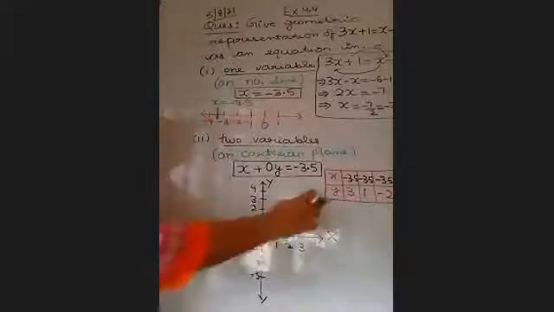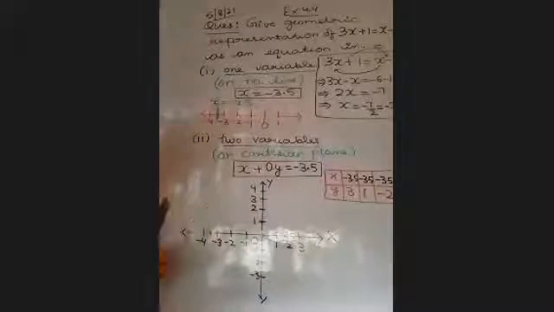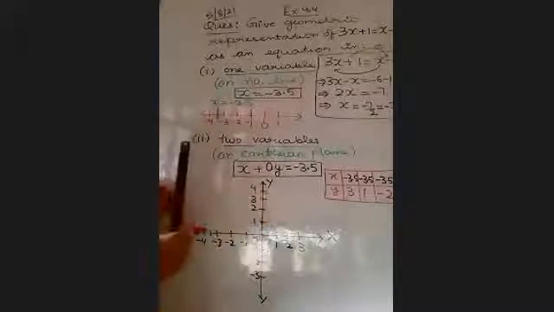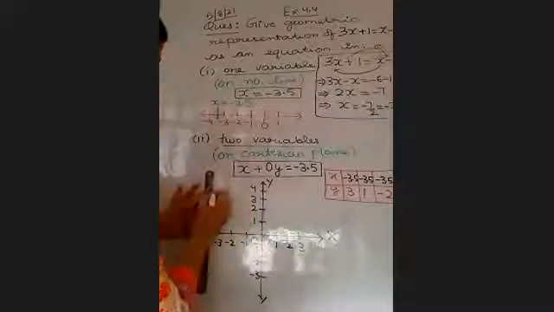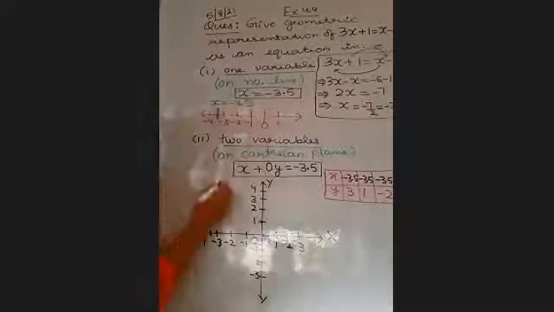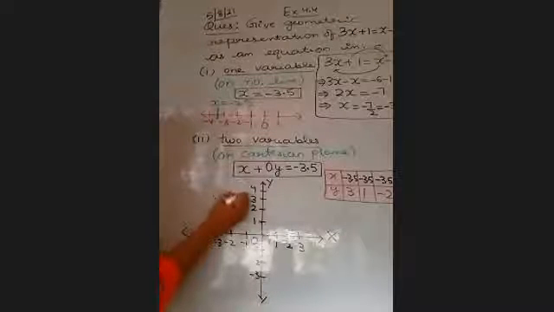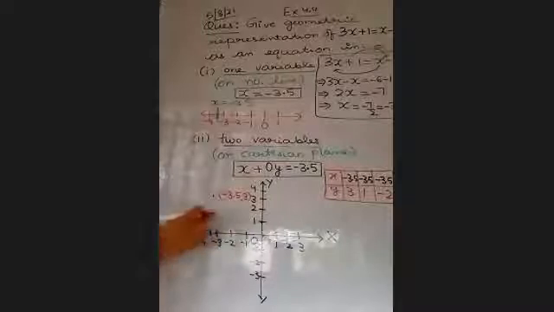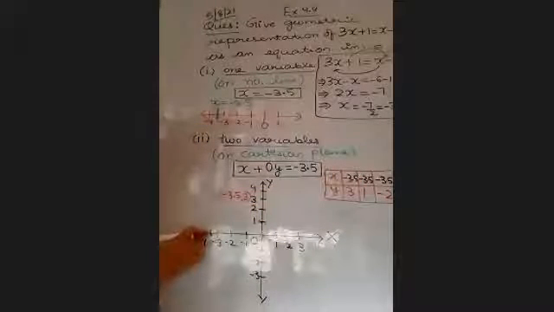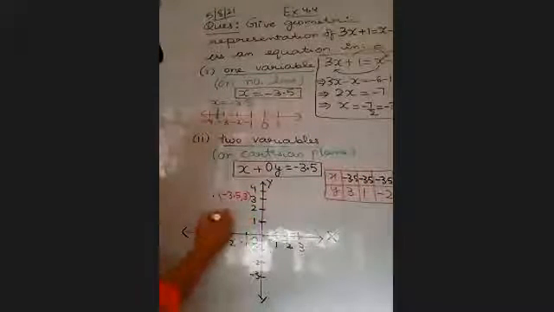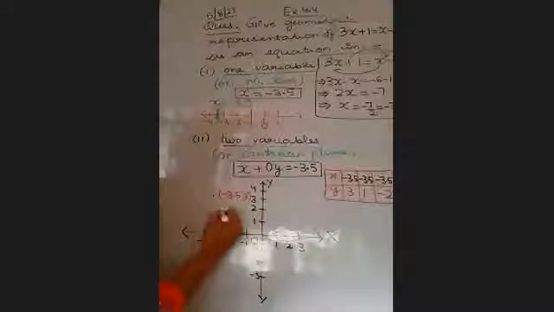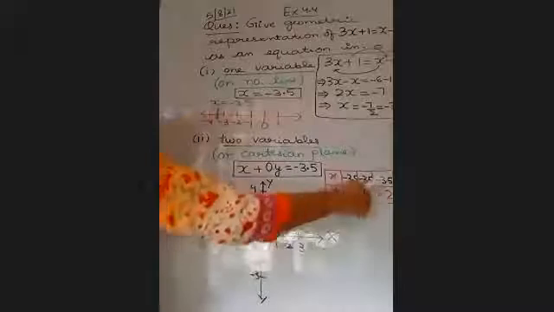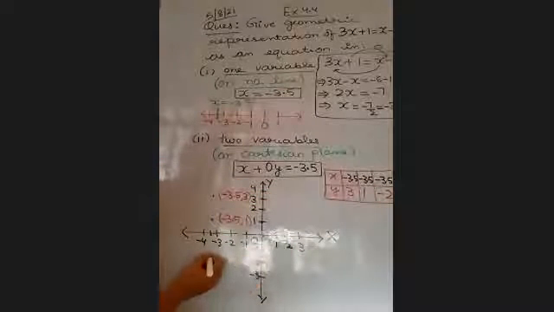Now let us plot the points. X is minus 3.5, y is 3. So y is 3, this is going to be the point: minus 3.5, comma 3. Which is the next one? Minus 3.5 and y is 1. It would be here. And minus 3.5, minus 2 would be somewhere here.